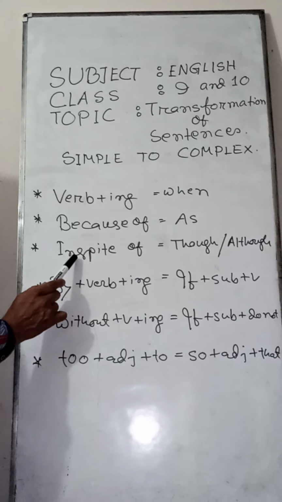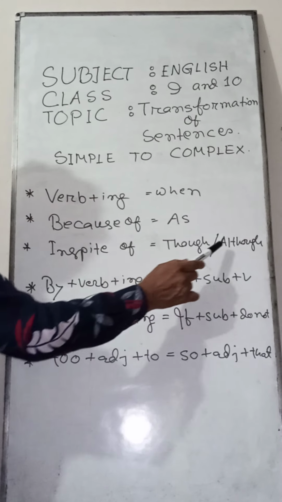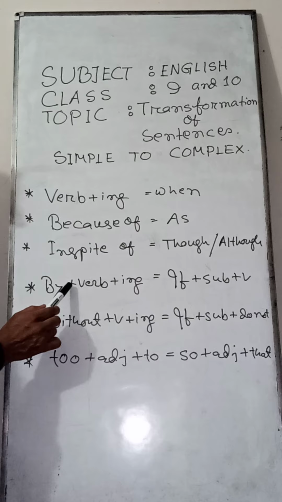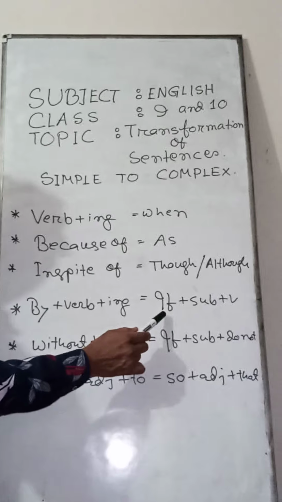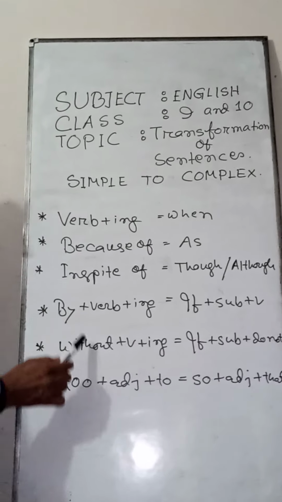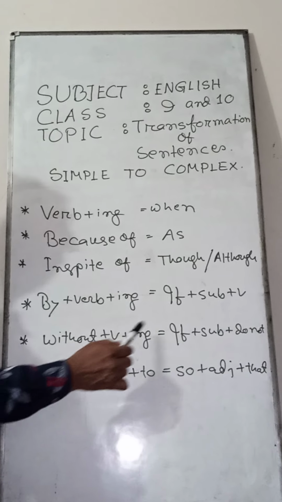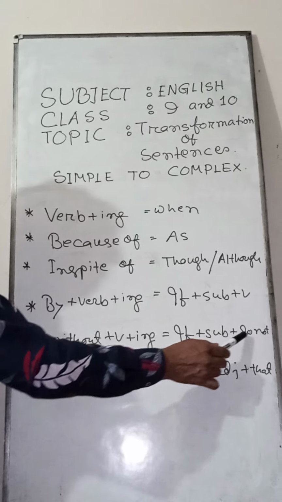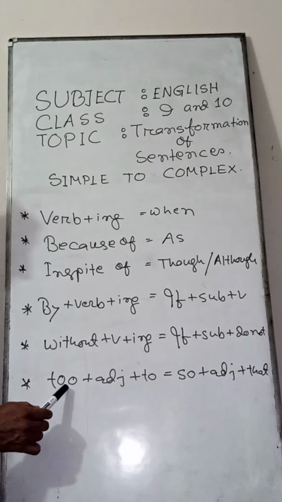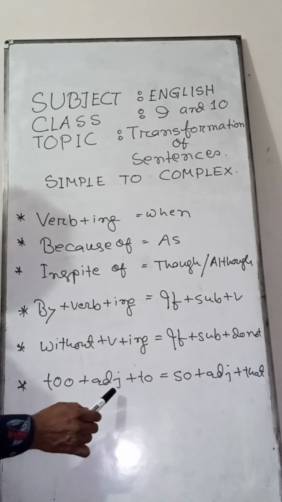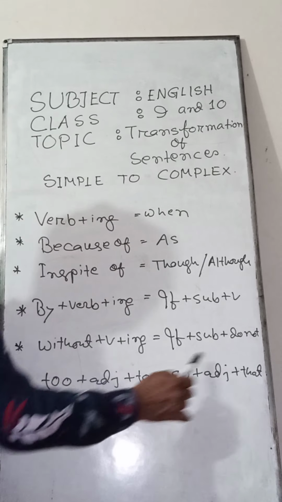When you find in spite of, you have to transform the sentence from simple to complex, adding though or although. If you find by plus verb plus ing, you transform it to complex by adding if plus subject plus verb. If you find without plus verb plus ing, you add if plus subject plus do not. And if you find too plus adjective plus to, you transform it by adding so plus adjective plus that.